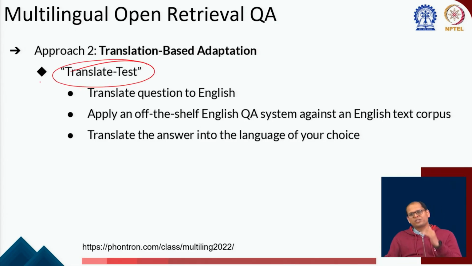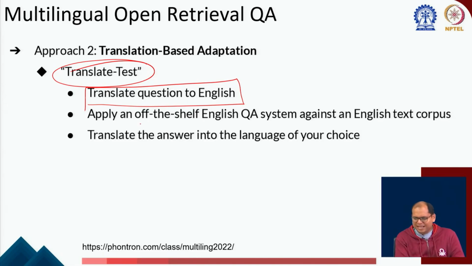Your question is coming in Tamil or any native language. You translate the question to English. Now once you translate the question to English, the question is in English and your data is in English, so you query it. You apply any off the shelf English QA system against the English text corpus, get the answer, and then you translate the answer back to Tamil or the native language. Translate the answer back into the language of your choice.